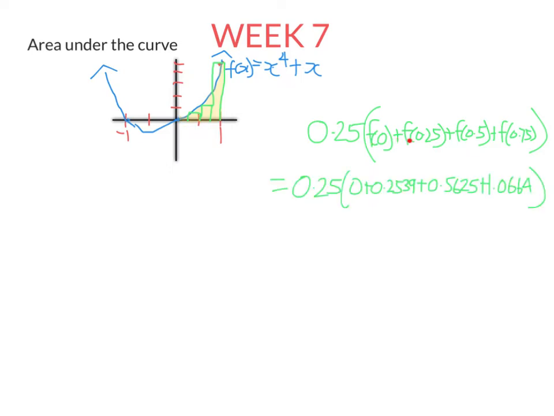Putting each of these values into the function, I get f of 0, f of 0.25, f of 0.5, and f of 0.75, and I just rounded them all to 4 decimal places. Putting that in the calculator, I get about 0.4707. So that is my estimate of the area under the curve using 4 left rectangles.